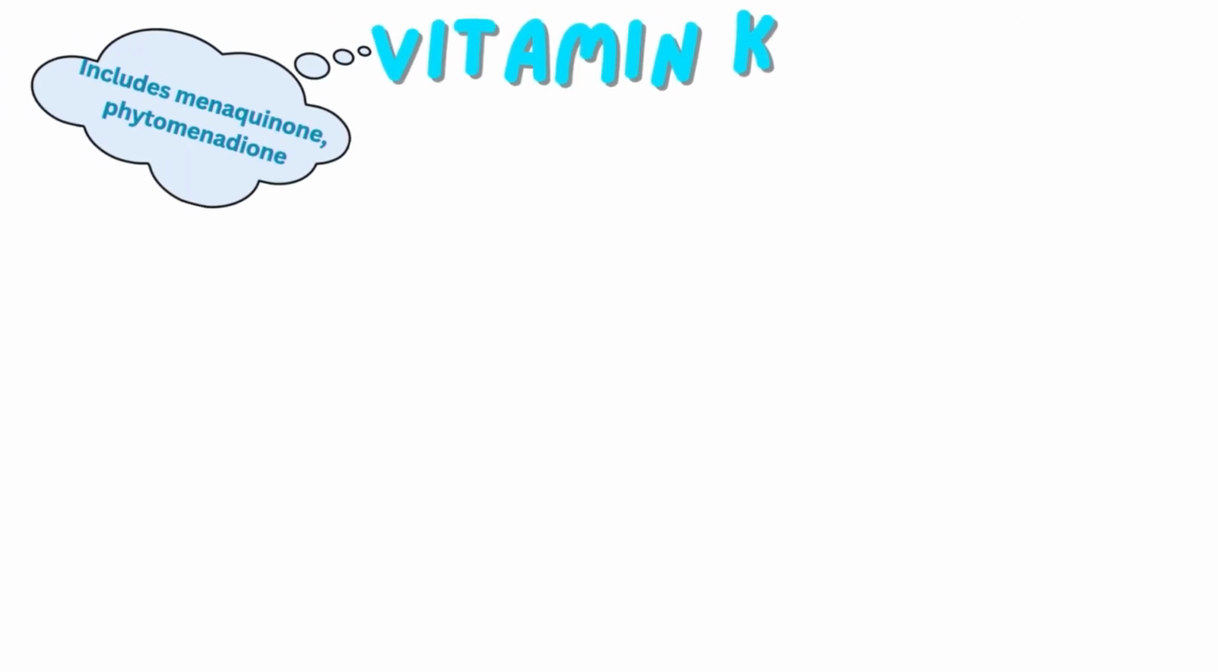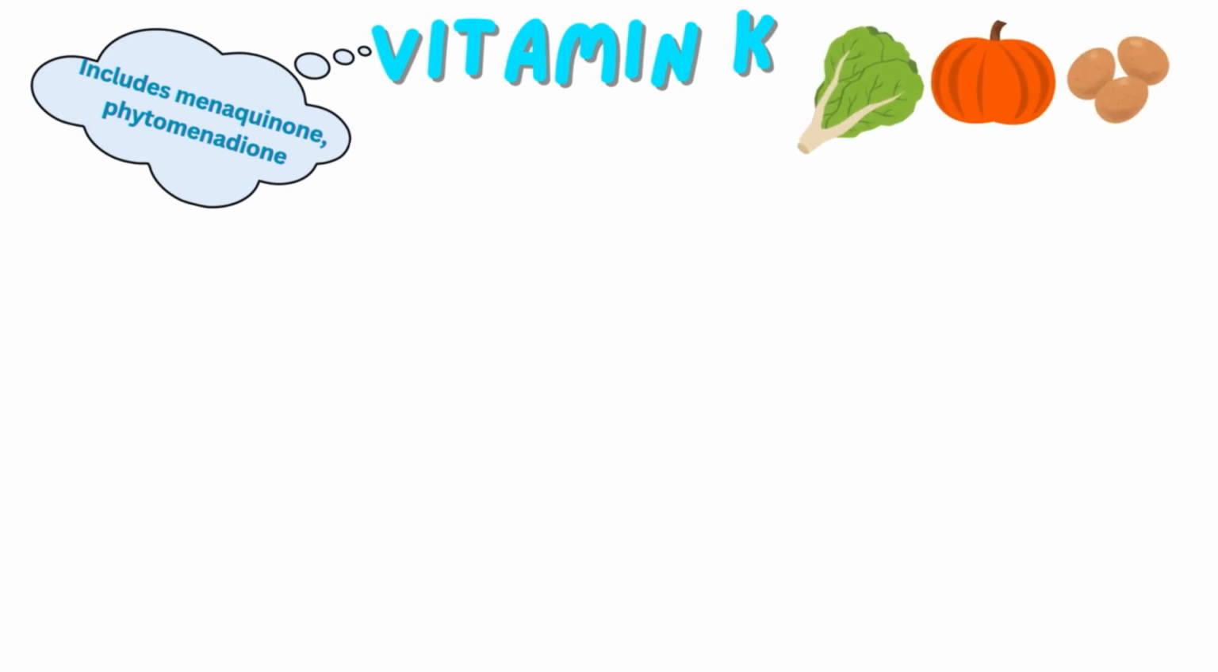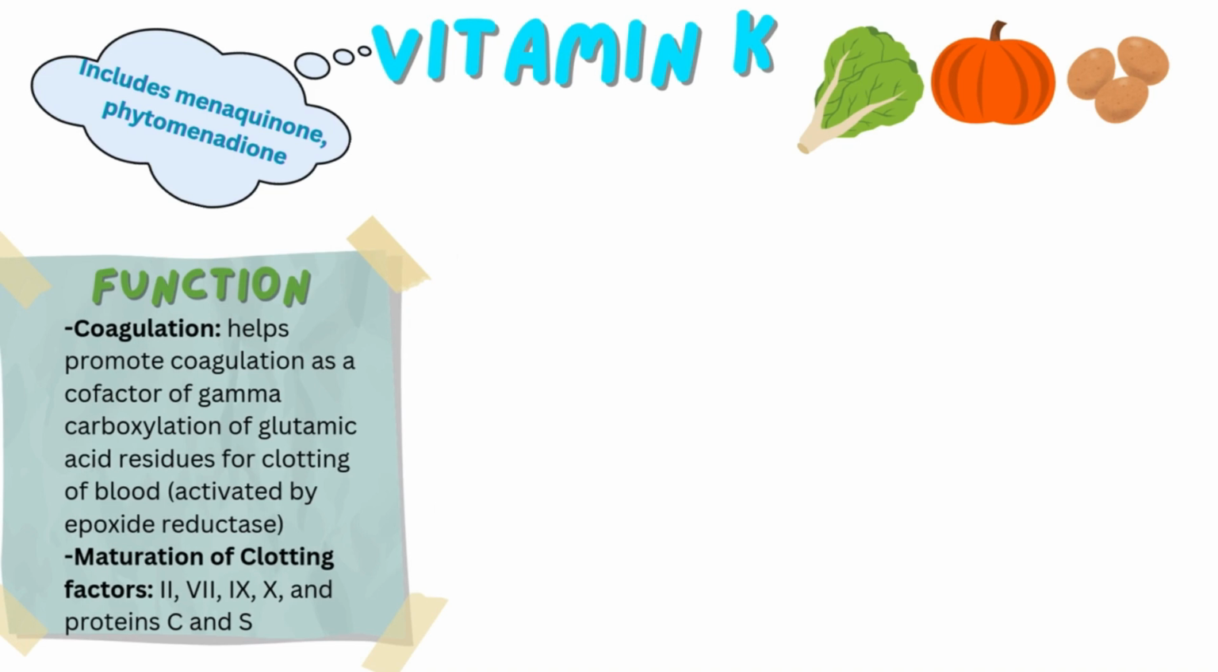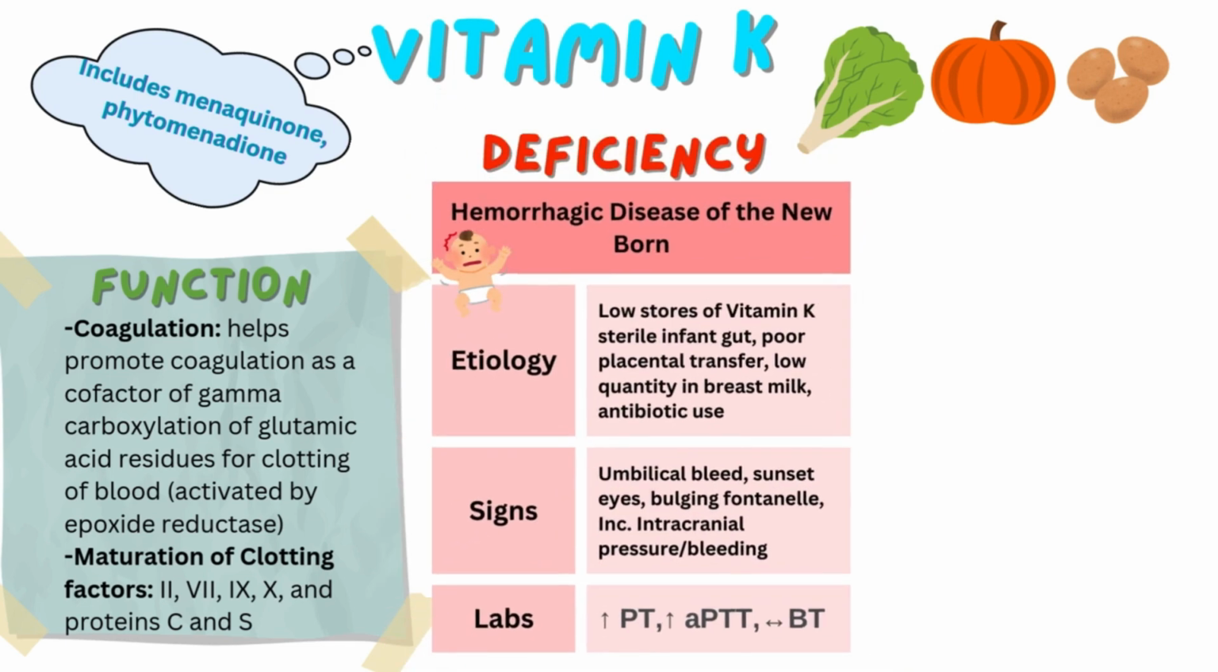Vitamin K includes menaquinone and phytomenadione. It is found in lettuce, pumpkins, and eggs. Functions include the gamma carboxylation of glutamic acid residues of clotting factors including 2, 7, 9, 10, protein C, and S. Deficiency causes hemorrhagic disease of the newborn.